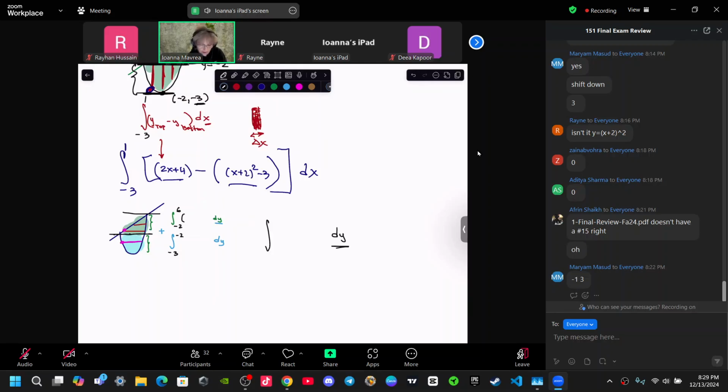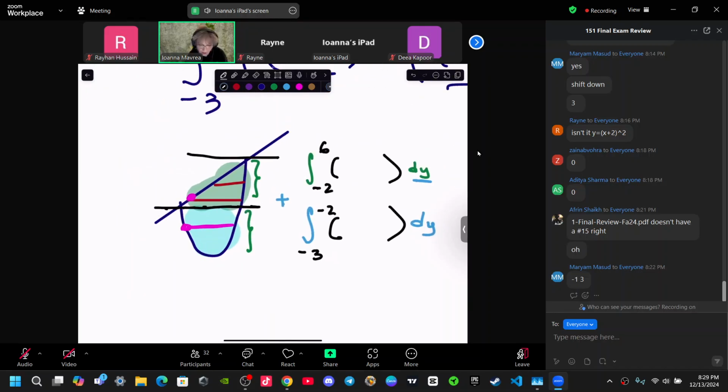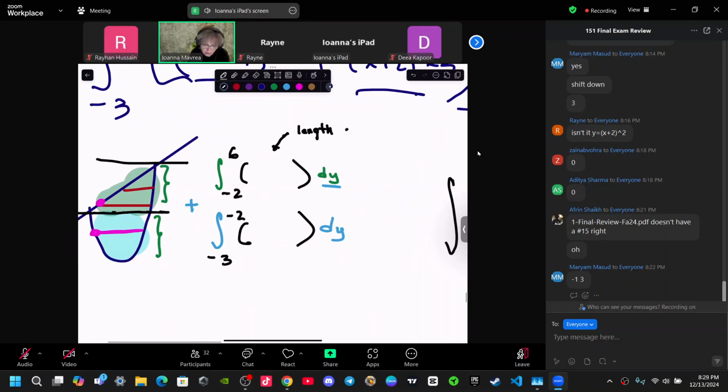So all I'm missing is what I'm integrating. If you're integrating with respect to y, you need to subtract x's inside the integral. All right. So this here that you plug in is the length of the segment.